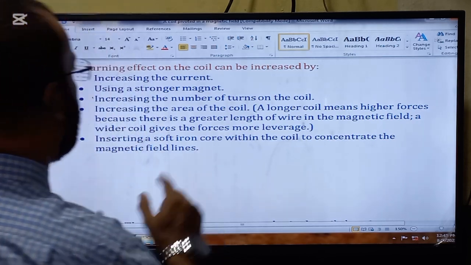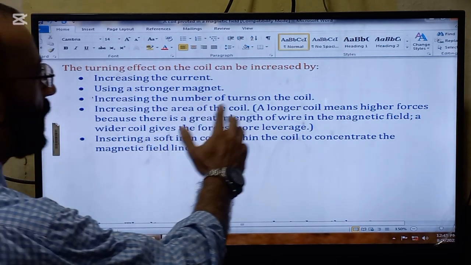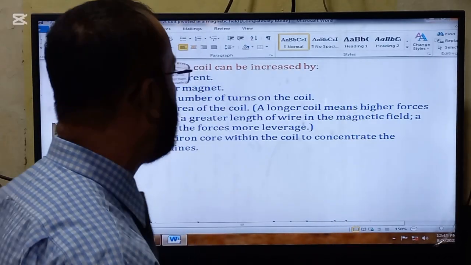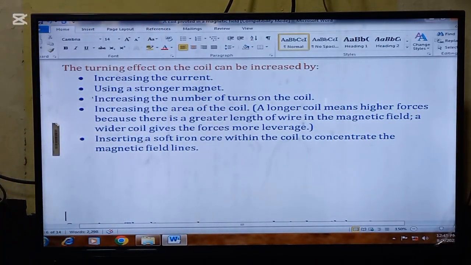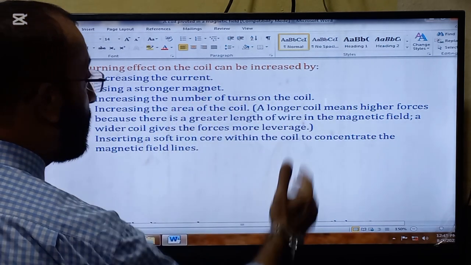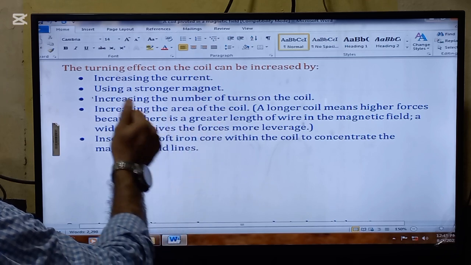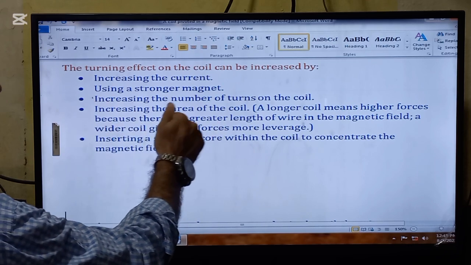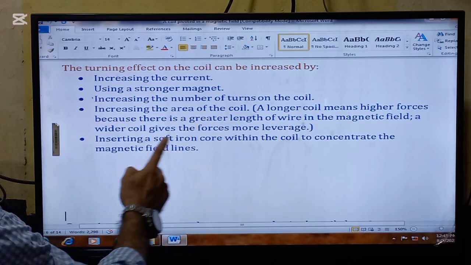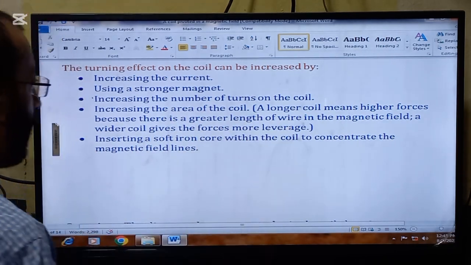The first thing that we are going to read in the lecture is the turning effect on the coil can be increased by. So this is a short question which frequently comes in the paper. So concentrate yourself. The turning effect on the coil can be increased by, number one, increasing the current. So increasing the current will increase the turning effect on the coil. Number two, using a stronger magnet. Number three, increasing the number of turns on the coil.